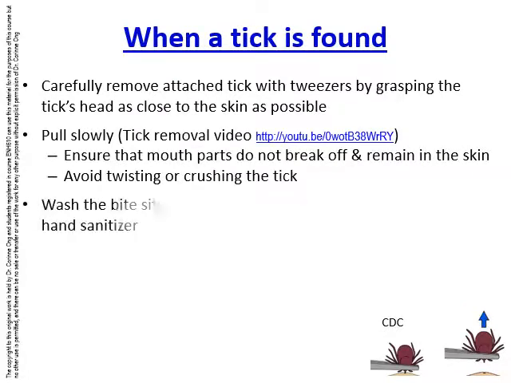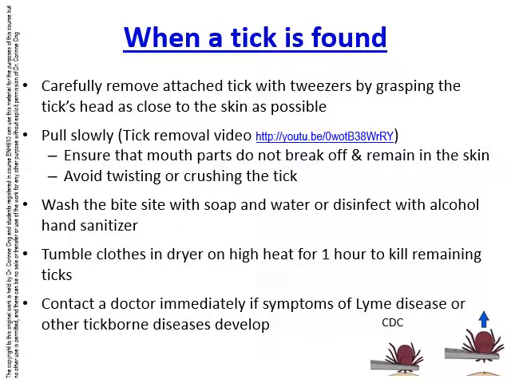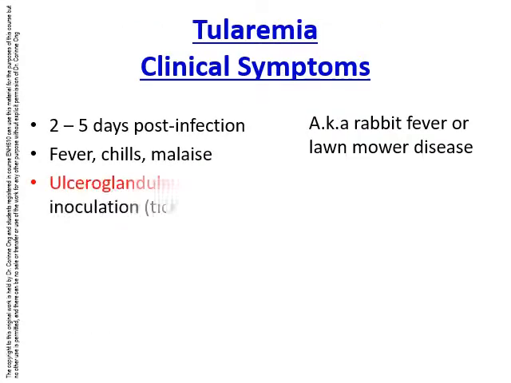If a tick is found, carefully remove the attached tick with tweezers by grasping the tick's head as close to the skin as possible. Pull slowly. Ensure that the mouth parts do not break off and remain in the skin, and avoid twisting or crushing the tick. The bite site should be washed with soap and water or disinfected with alcohol-based hand sanitizers. Tumble clothes in the dryer on high heat for an hour to kill any remaining ticks. Contact a doctor immediately if symptoms of Lyme disease or other tick-borne diseases develop.